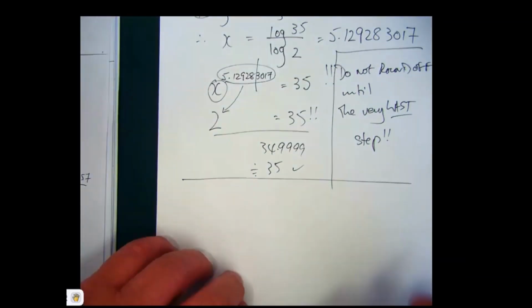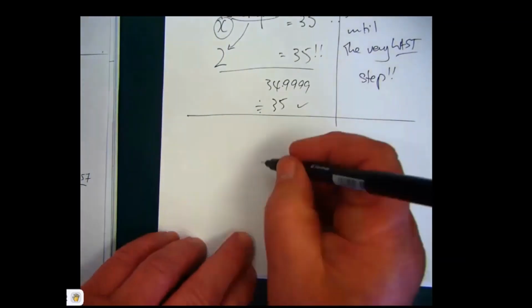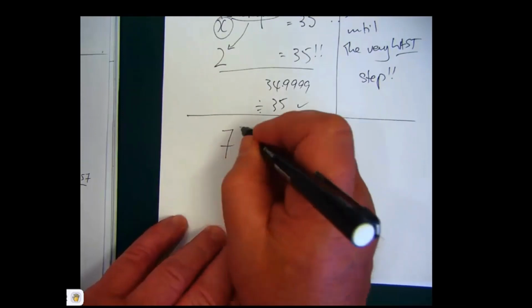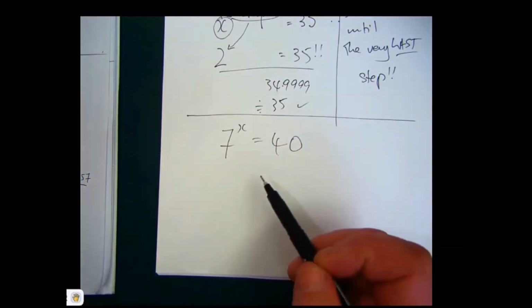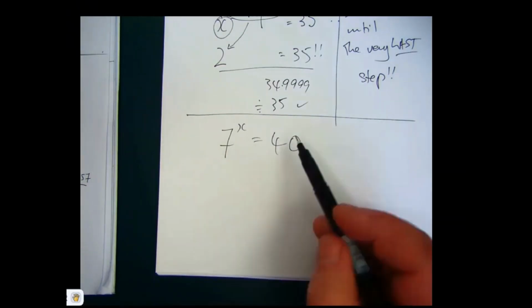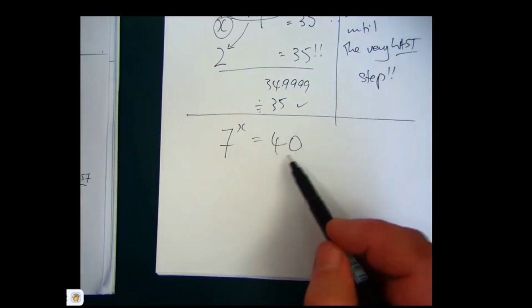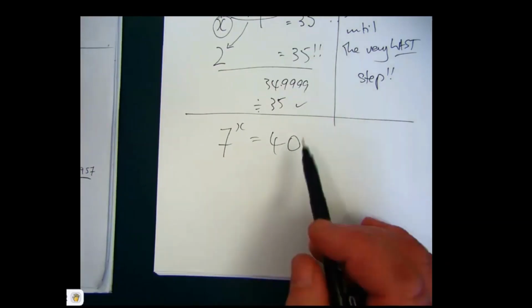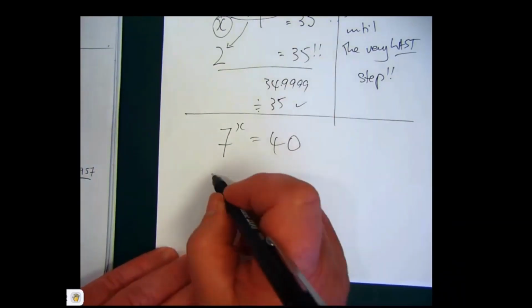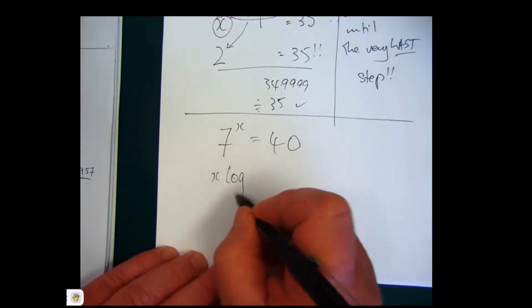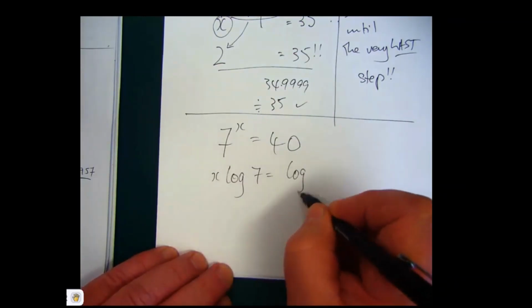Let's try one more just to show you this one. What happens if I ask for this? 7 to the x equals 40. Now, 7 is not a factor of 40. Okay, if it was 42, all right, you might be a bit better. If it was 49, it would be better still. But you say, it doesn't matter, I can work this out. x log 7 equals log 40.